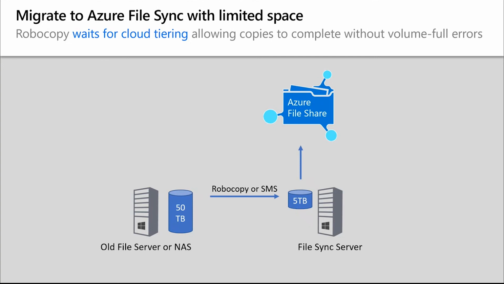Now you can set a flag with Robocopy to actually have Robocopy wait when it sees that the disk is full, let Azure File Sync tier some data out, and then Robocopy will pick back up and push data in. So you can start this process, say at the beginning of a long weekend, and watch it handle that migration of data without having to get involved.